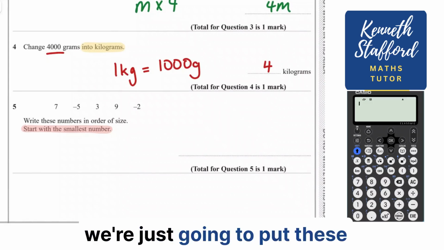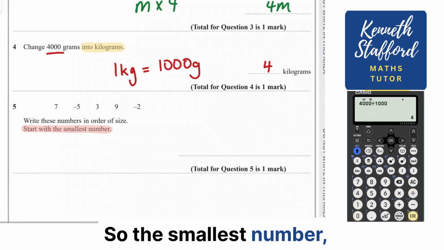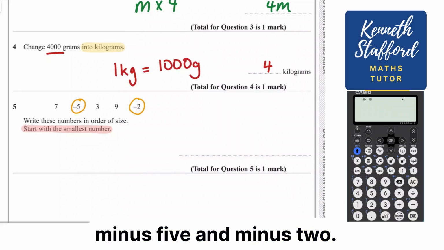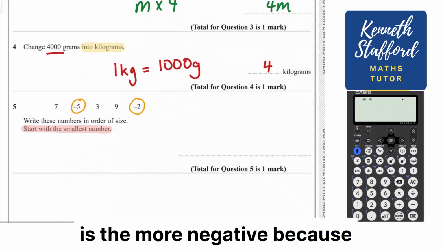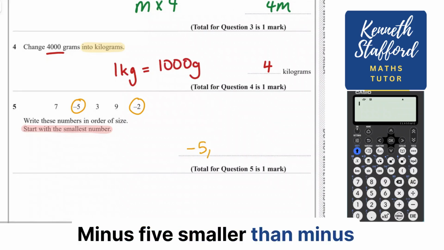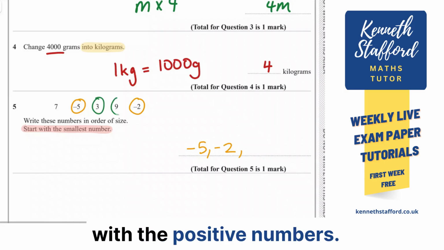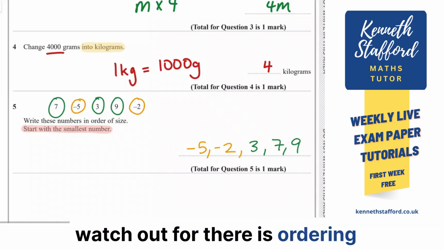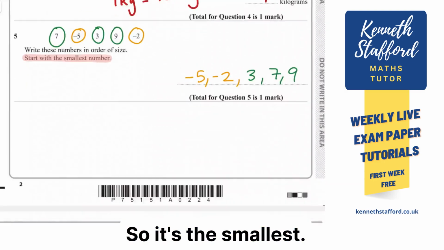And then question 5, we're just going to put these numbers in order of size, starting with the smallest number. So the smallest number, when you've got negatives, we've got 2 that are negative here, -5 and -2. The bigger number, as in 5 is bigger than 2, is the more negative, because they're negative. -5 is smaller than -2. And then after that, we should feel fairly confident with the positive numbers. We've got 3, 7, and 9. Okay, so probably the only thing to watch out for there is ordering negative numbers. -5 is the most negative, so it's the smallest.